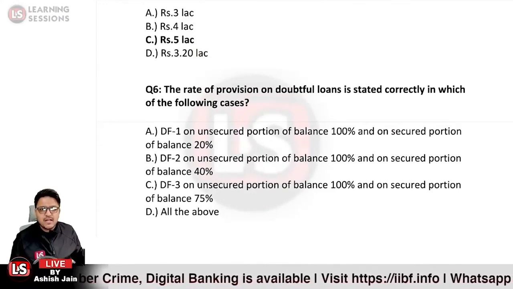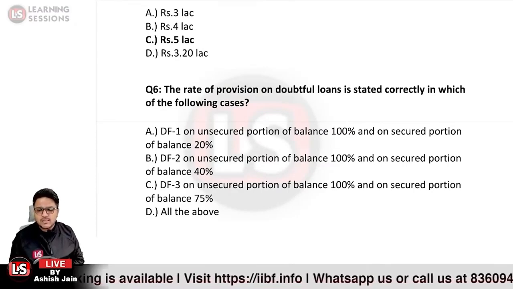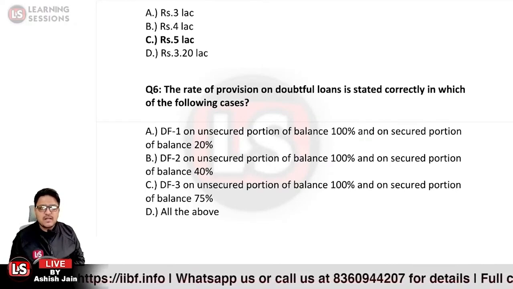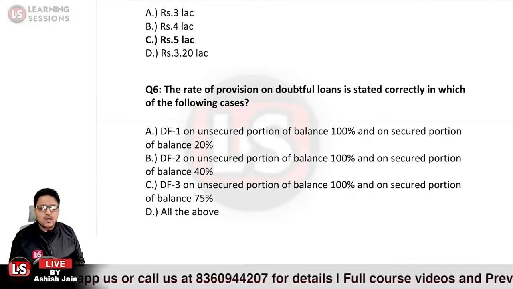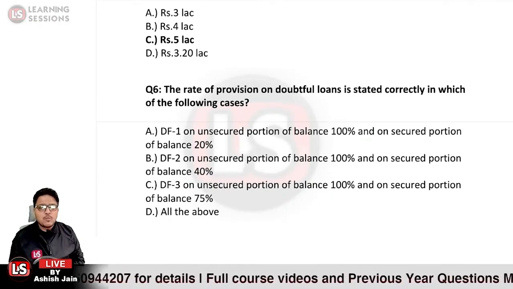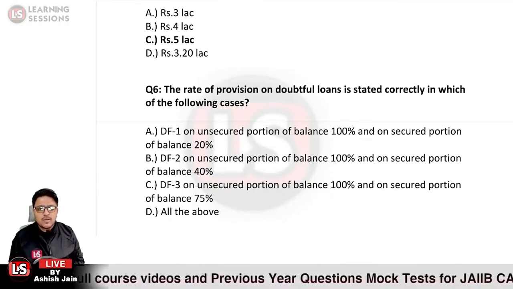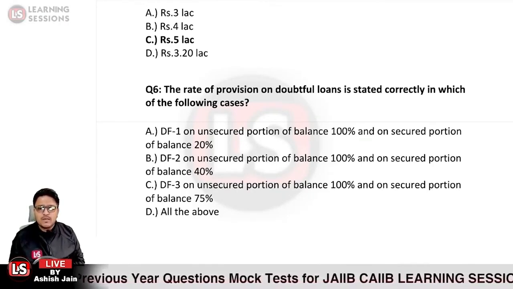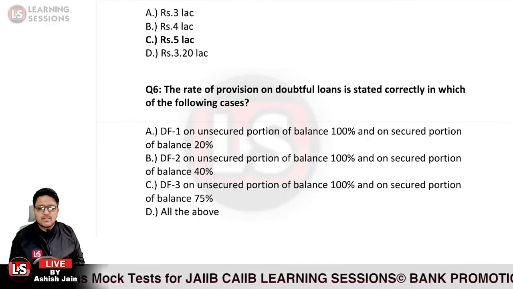Question number 6 says: the rate of provision on doubtful loans is stated correctly in which of the following cases? DF1: unsecured portion 100% and secured portion 20%. DF2: unsecured portion 100%, secured portion 40%. DF3: unsecured portion 100% and secured portion 75%. Which of the following would be the right answer in this particular case?